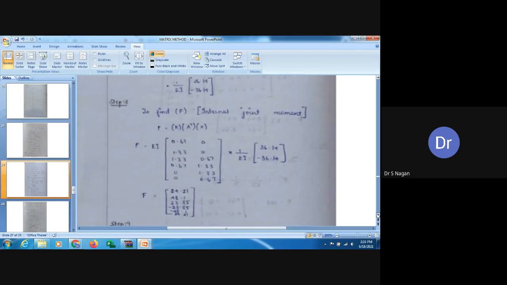Please see how many F values you are getting. We'll be getting six values, because here we have F1 to F6. Therefore, we'll be getting 6 values. Then the final end moments, please see. M of AB plus F1, M of BA plus F2, M of BC plus F3, M of CB plus F4, M of CD plus F5, M of DC plus F6.